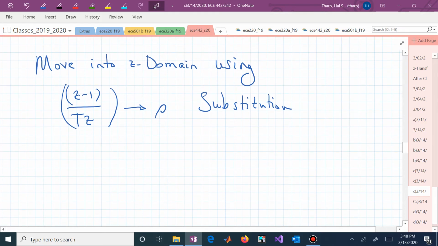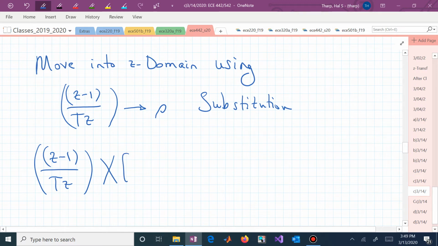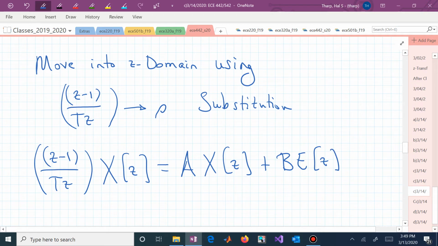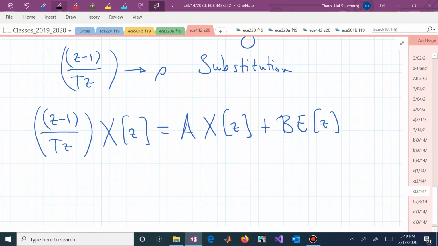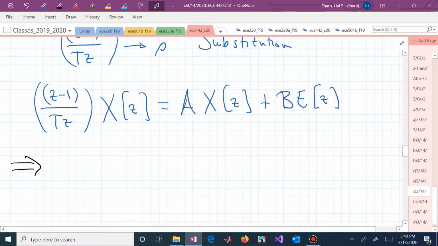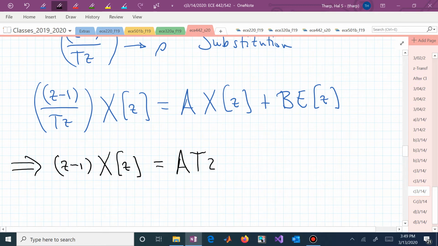Doing that says that we replace S with Z minus 1 over T Z. That now scales capital X of Z, which is equal to A X of Z plus B E of Z. We can eliminate this ratio of Z expressions by multiplying both sides by the sample period capital T times Z, and that gives us Z minus 1 scaling X of Z is equal to A T Z X of Z plus B T Z E of Z.